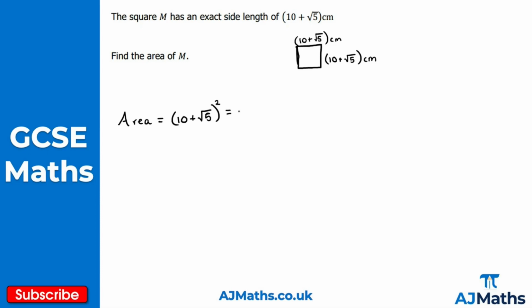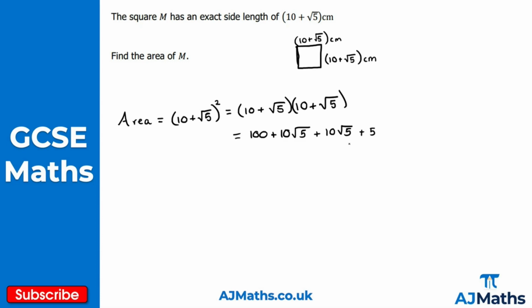So 10 plus root 5 squared. Writing this now as a product of two brackets, we get 10 plus root 5 times 10 plus root 5 there. So multiplying here using FOIL or any method that you're familiar with, 10 times 10 would give me 100. I then do 10 times root 5, so that would give me 10 root 5. And then root 5 times 10, I get another 10 root 5 there. Moving on to the last term here, multiplying these last two terms together, root 5 times root 5, that would give me positive 5 there.